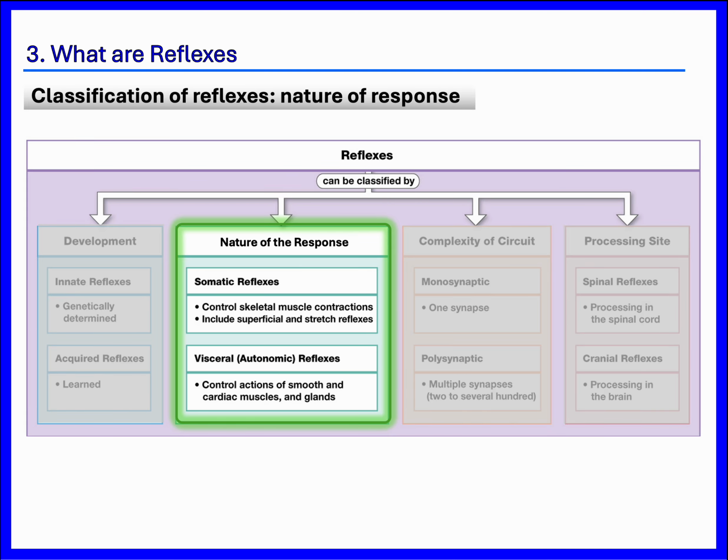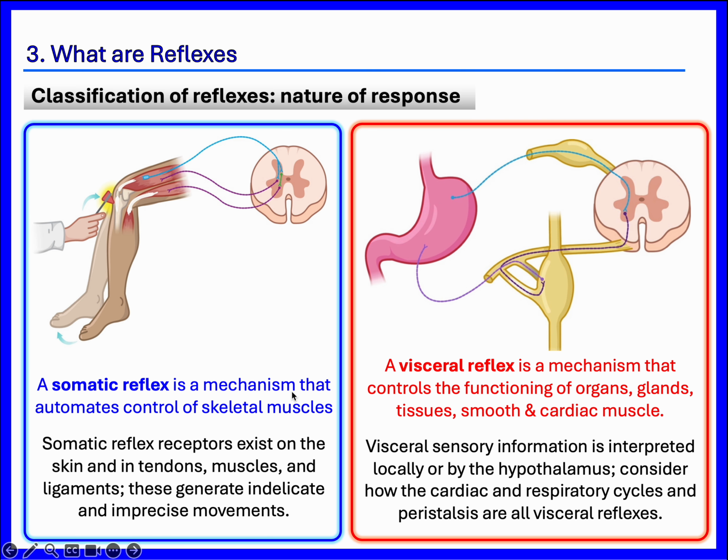Reflexes could be characterized based on four things. First of all, the nature of the response, right? You could have somatic reflexes or visceral ones. A somatic reflex is a mechanism that automates control of your skeletal muscle. This is weird. Remember I told you skeletal muscle, I kept repeating this to you guys, it's always voluntary control. Well, I'm screwing you over now. It's always voluntary control 99% of the time, except for reflexes.